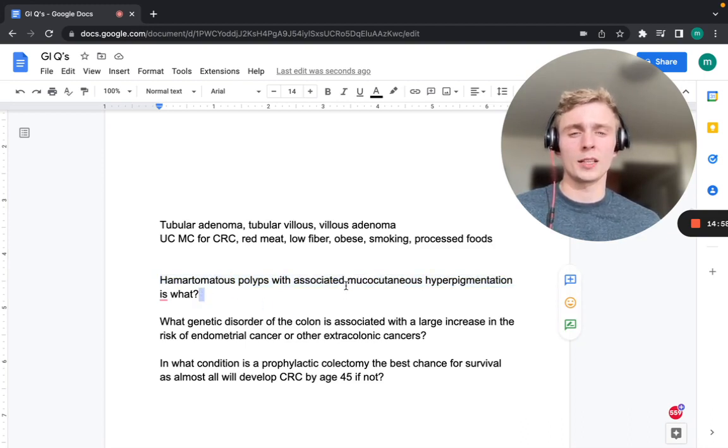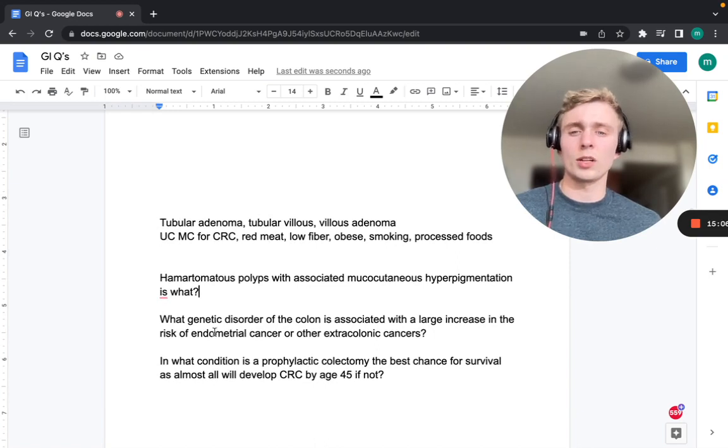So mucocutaneous hyperpigmentation might be like black or blue hyperpigmentation and they're having hamartomatous polyps. What does that make you think of? Next one is, what genetic disorder of the colon is associated with a large increase in the risk of endometrial cancer or other extracolonic cancers? So what genetic disorder is this? Specifically a genetic disorder that causes the pathophysiology, that causes the increased risk of endometrial and extracolonic cancers.